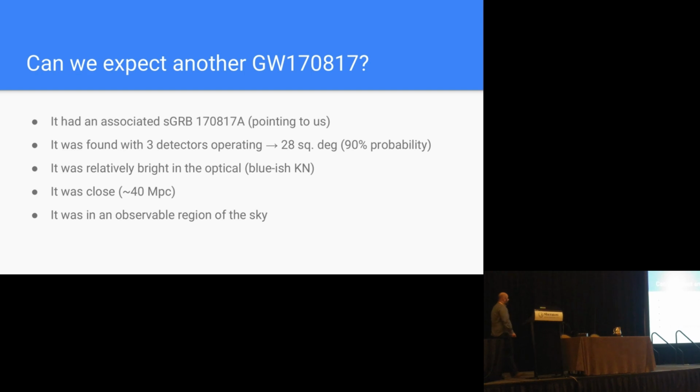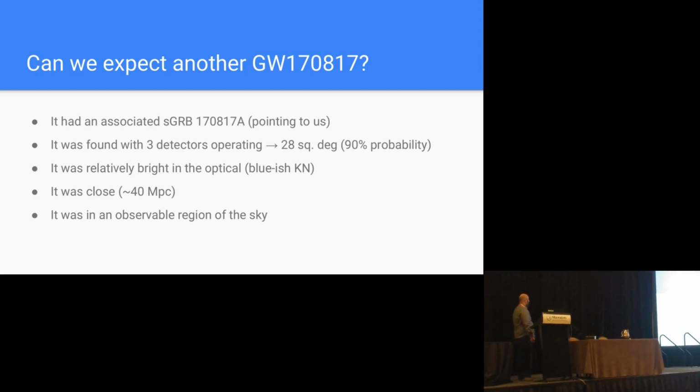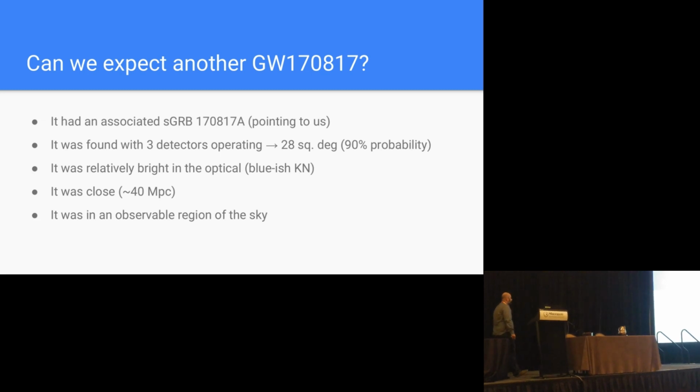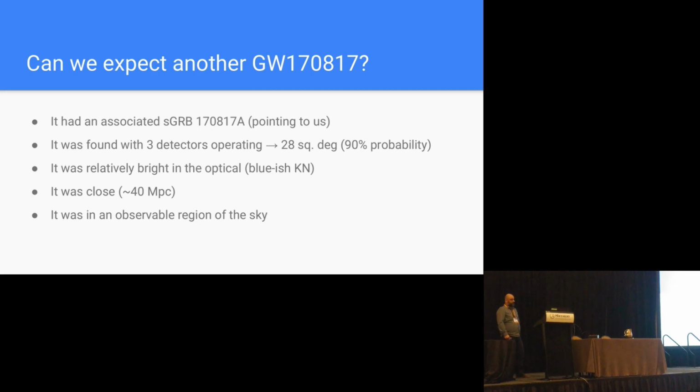So can we expect another one like this one? This GW170817 was pretty particular. It had a few things that made us very lucky to discover it. It had an associated GRB. We know kilonovae emit isotropic radiation, but to catch the GRB, we have to be in the line of sight. It was found with three detectors running, so that means that down from the hundreds of square degrees uncertainty, it fell down to 28, so pretty well localized. It was relatively bright in the optical, and it was close, and it was in an observable region of the sky. So any of this we may not have in the future.